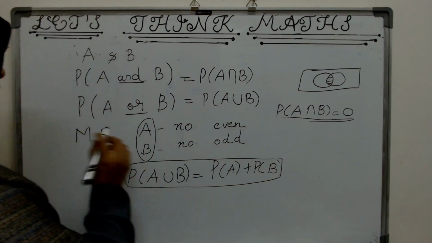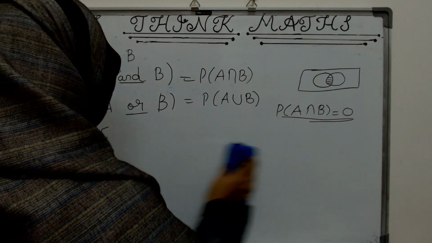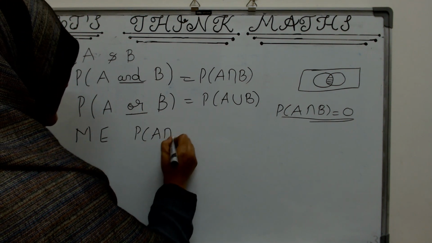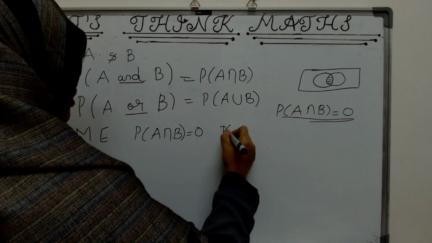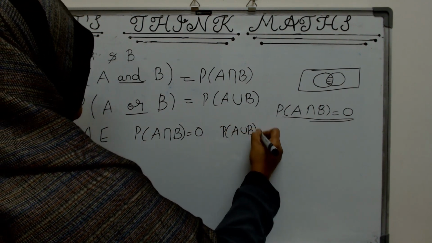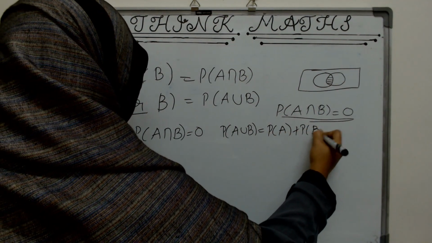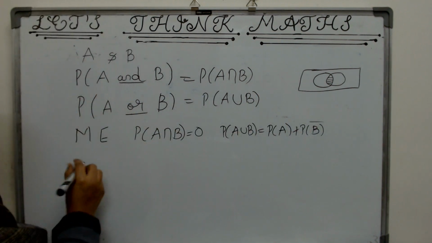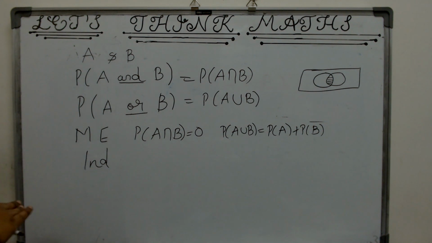So that is what we mean by mutually exclusive events. When you have two mutually exclusive events, the probability of their intersection will be 0 and the probability of their union will be the sum of their individual probabilities. Now, next, what do you mean by independent events? Two events are said to be independent when the result of one is not influenced by the other.